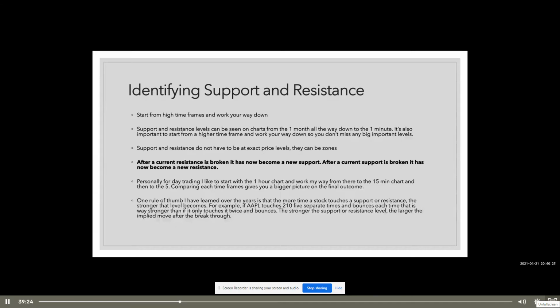After current support is broken, it has now become a new resistance. So if BA has a support at 230 or whatever, and it breaks that 230 to the downside, after it breaks that level and goes down to like 225, it goes up to retest that old support. That is now going to be the new resistance. Does that make sense?